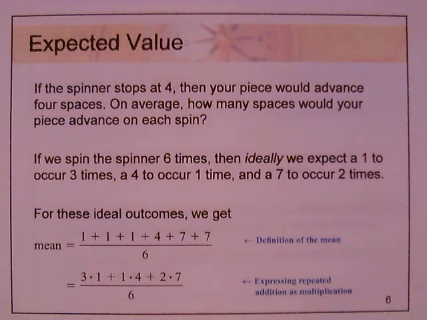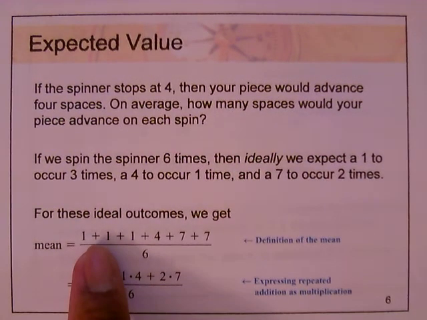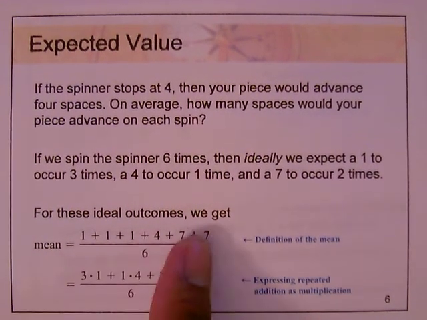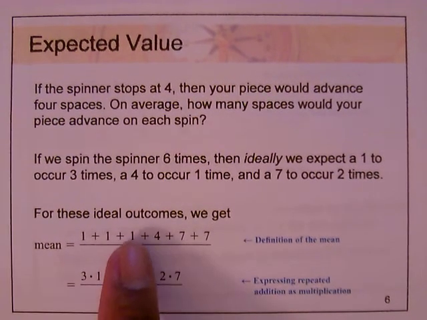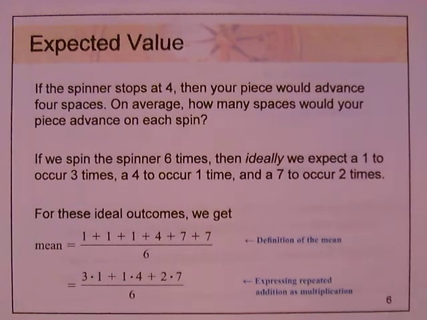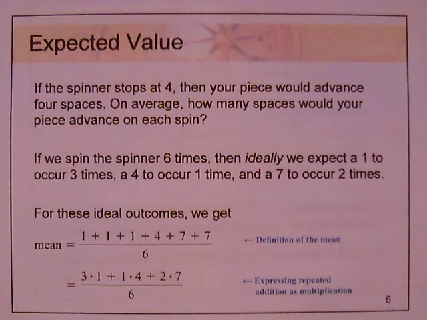On average, how many spaces would your piece advance on each spin? So in this case, if we were to spin the spinner 6 times, then ideally we would expect a 1 to occur 3 times, a 4 to occur 1 time, and a 7 to occur 2 times. For these ideal outcomes, we get this. Using the definition of the mean, which is the average, we just add the numbers on that spinner, 1 plus 1 plus 1 plus 4 plus 7 plus 7, divided by 6, because there are 6 numbers on that spinner.